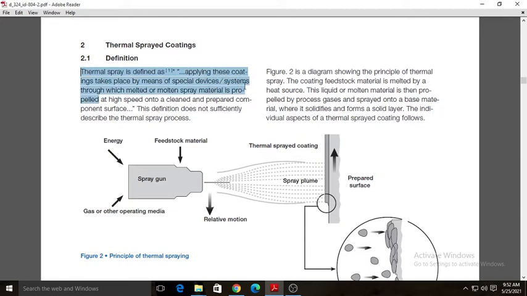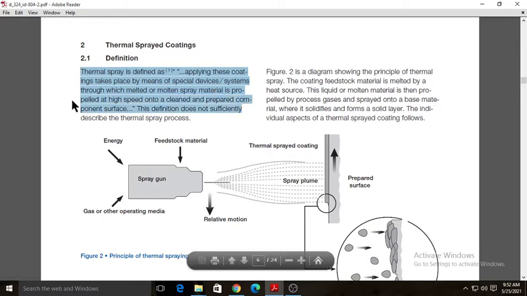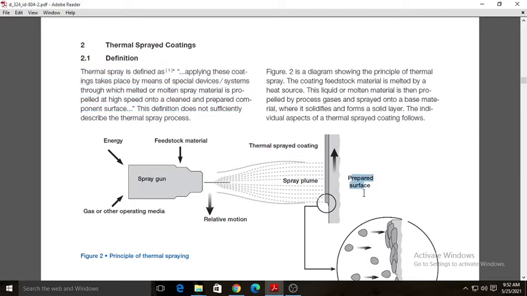takes place by means of special devices or systems through which the melted or molten spray of material is propelled at high speed onto a cleaned and prepared component surface. Here you can see it is a prepared component surface. What is this prepared component surface?